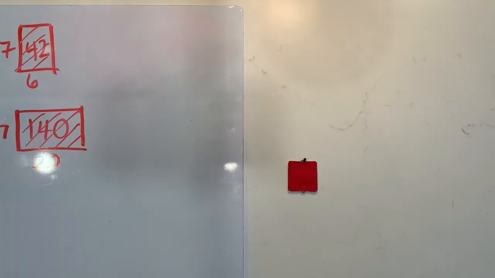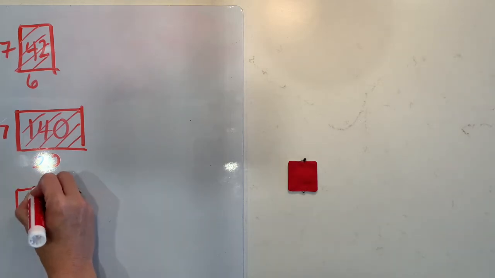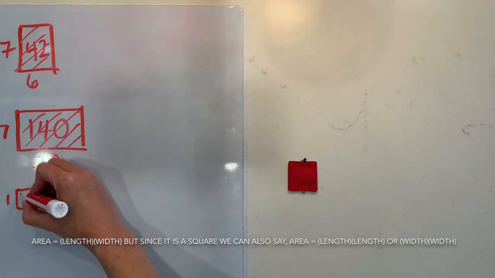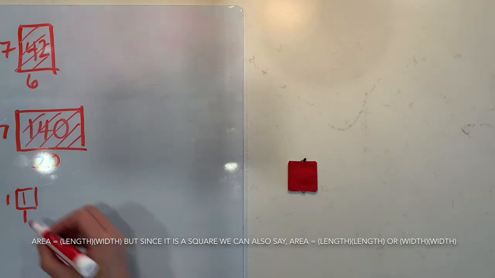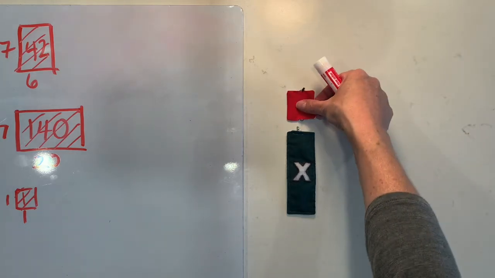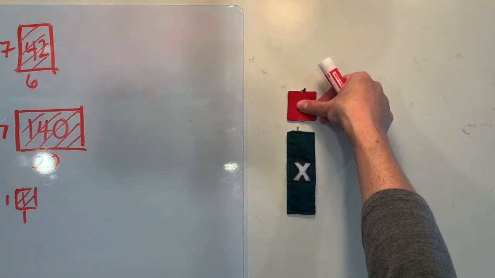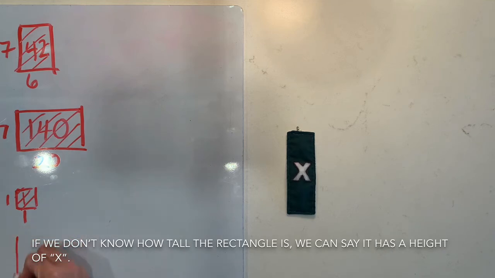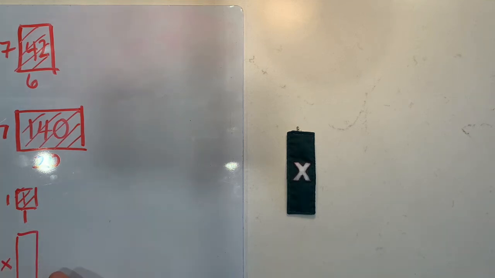This rectangle is a square which is 1 inch wide and 1 inch tall. So it has an area of 1 inch squared. If we had a rectangle that we knew was 1 inch wide, but we didn't know how tall it was, we could say that it had a height of x. And we would write it like this. Its area would be 1 times x, so x units squared.